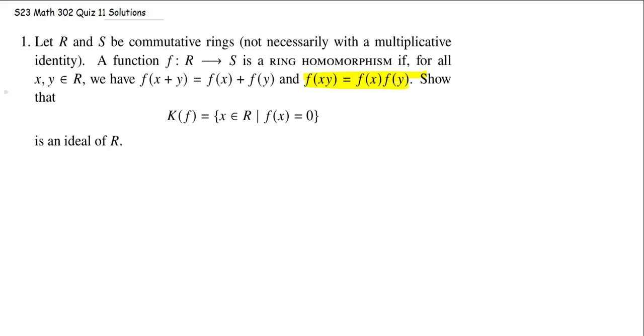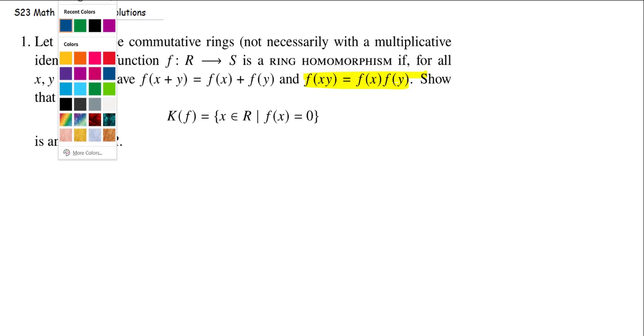And now we want to show that a certain set, which we're calling K of f, where K stands for the kernel. If you've taken linear algebra, you might know this as the null space. So the kernel of a ring homomorphism is all of the elements in the domain whose image under this map f is 0. And we want to prove that this set is an ideal of the domain R.